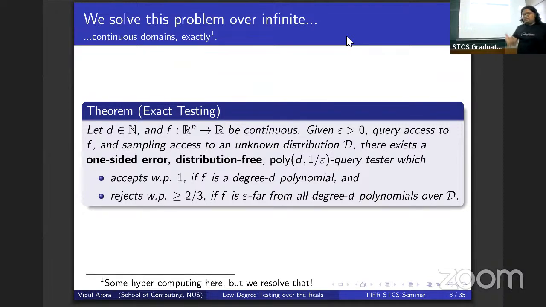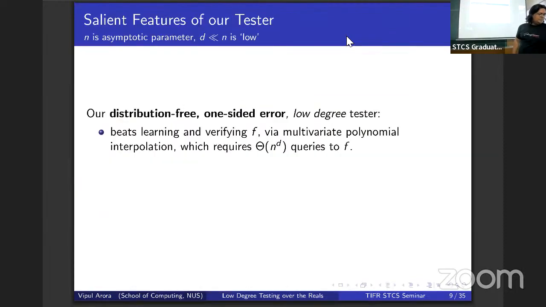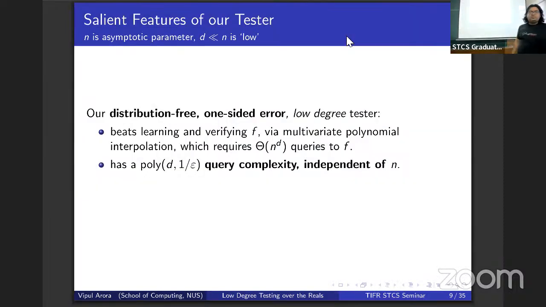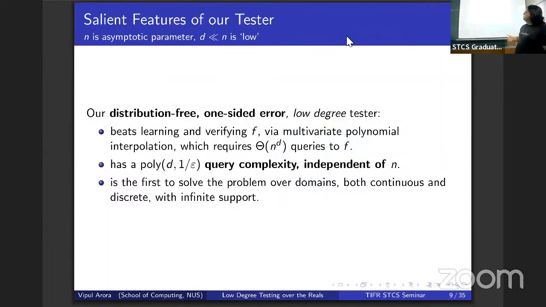So as Ramprasad said, there are some hypercomputing things going on over there, but we resolve all of those. Again, the salient features are: n is the asymptotic parameter, d much less than n is a low parameter, and we beat the trivial learning and verifying approach by a long shot. Our query complexity is poly(d, 1/epsilon), completely independent of n. And we are the first to solve this problem over domains, both continuous and discrete, with infinite support.